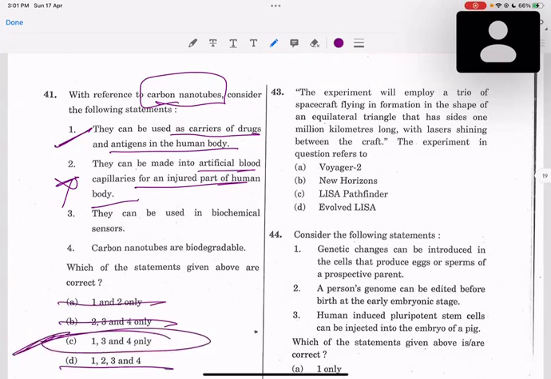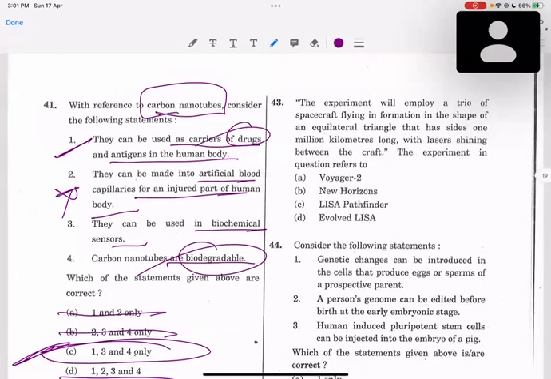So by elimination also. They can be used in biochemical sensors. Yes, we're using it, and they are biodegradable. Yes, this is the basic feature of carbon nanotubes. That's why we are using them as carriers of drugs. Carriers of drugs. All right.